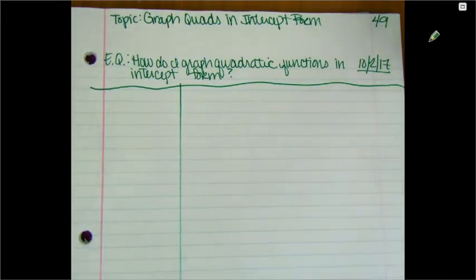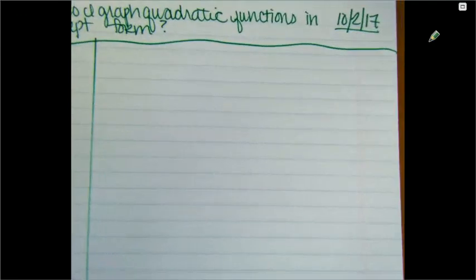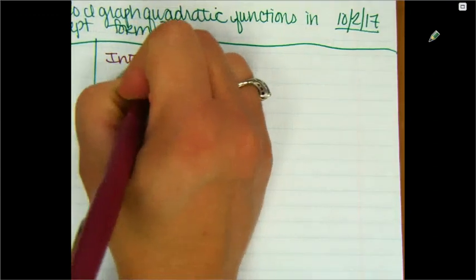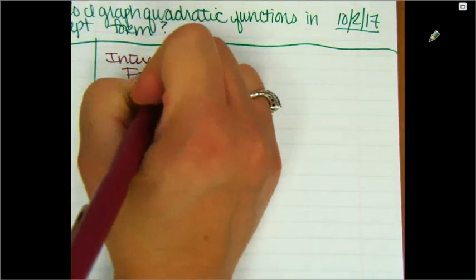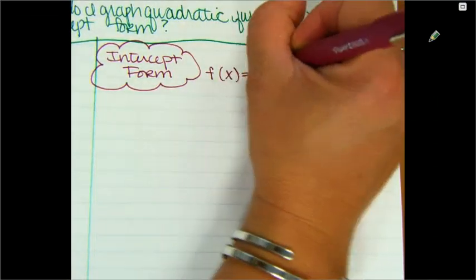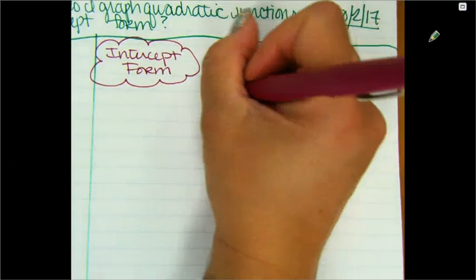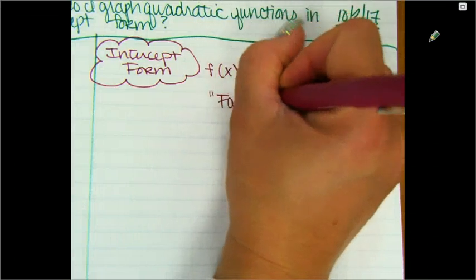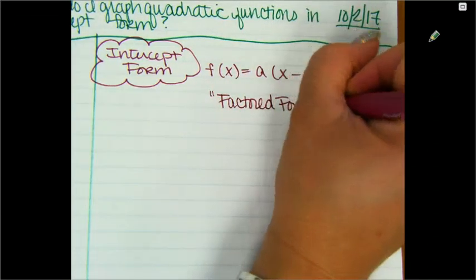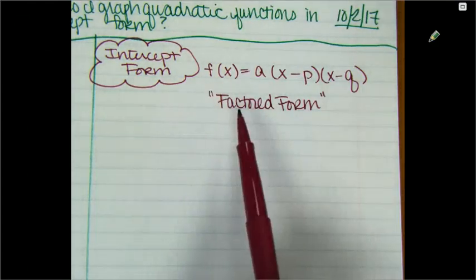All right, let's talk about intercept form. You already know all three forms. There's standard form, which we've graphed over and over again, there's vertex form, and there's intercept form. We've talked about intercept form, but we haven't graphed it. Intercept form is f of x equals a times x minus p times x minus q. This is also called factored form. Why is it factored form? Because you take standard form and factor it, and that's how you get to this piece.